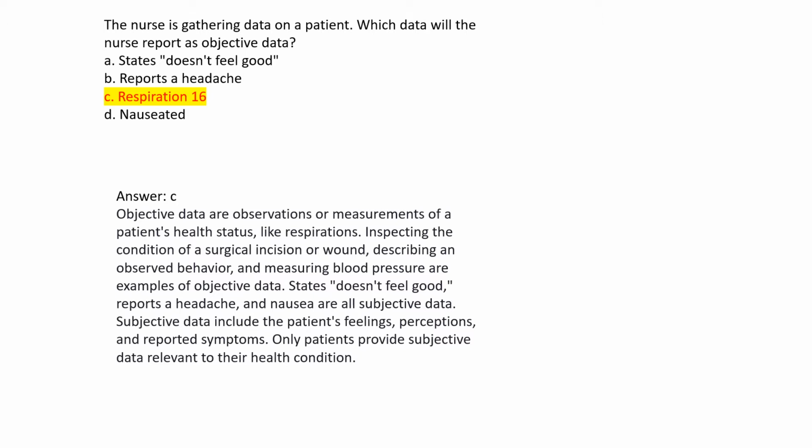Inspecting the condition of a surgical incision or wound, describing an observed behavior, and measuring blood pressure are examples of objective data. States doesn't feel good, reports a headache, and nausea are all subjective data. Subjective data include the patient's feelings, perceptions, and reported symptoms. Only patients provide subjective data relevant to their health condition.